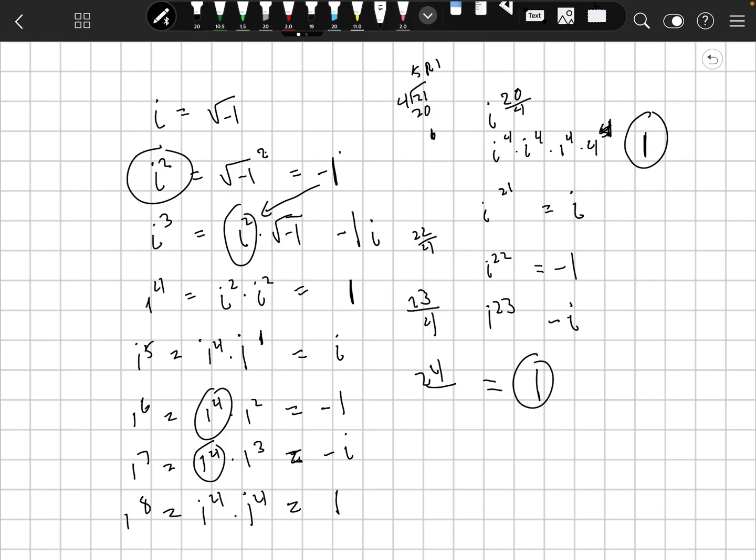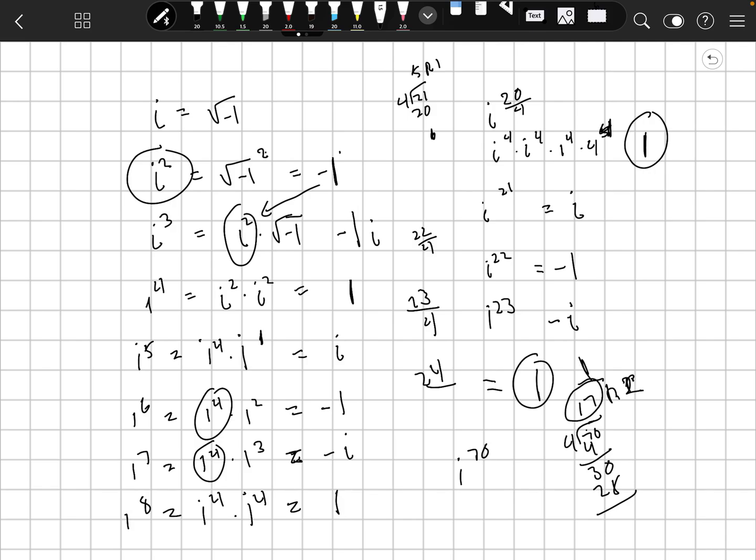So hopefully this makes a little bit of sense to you. It's kind of a repeating pattern on and on and on. Let's try i to the 70th. So 4 goes into 70, 4 times 1 is 4, 30, 4 times 7 is 28. So we got remainder 2. So this whole thing, the i to the 68, is just 1.